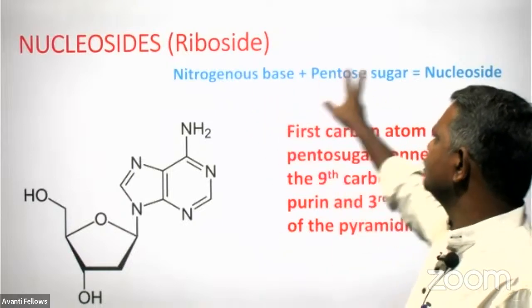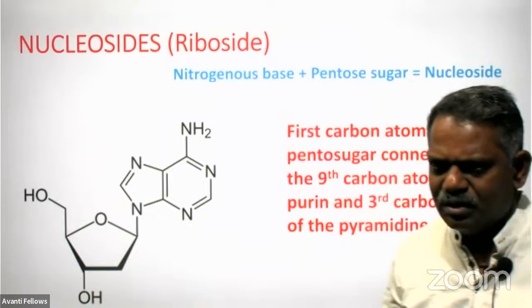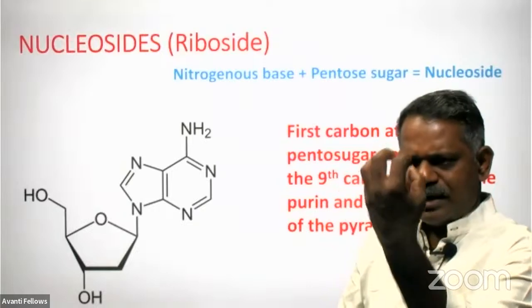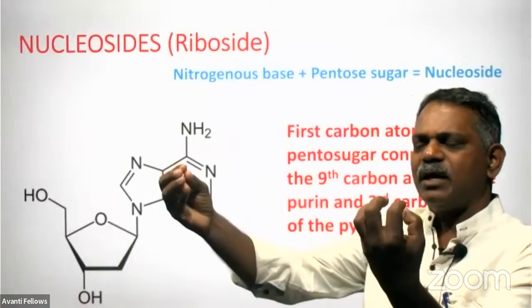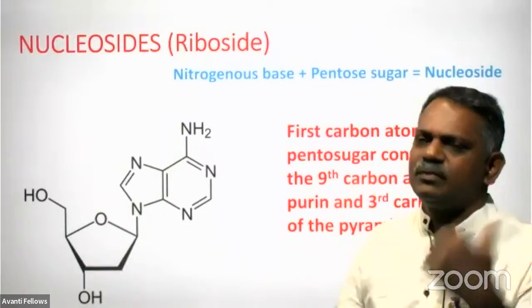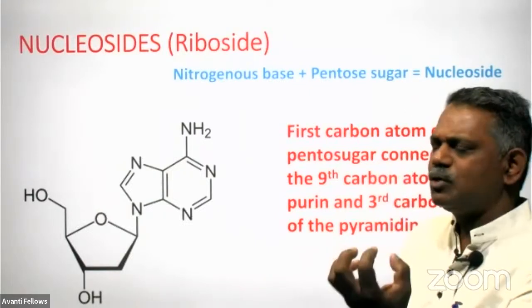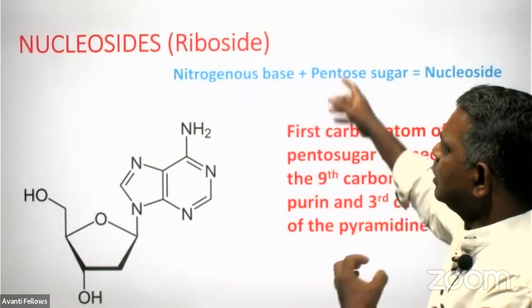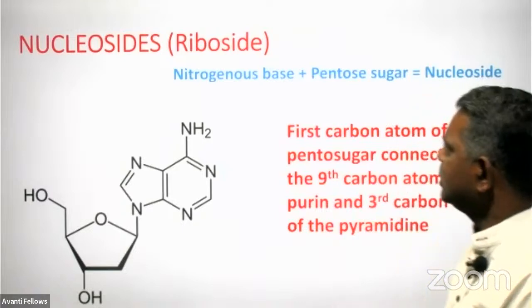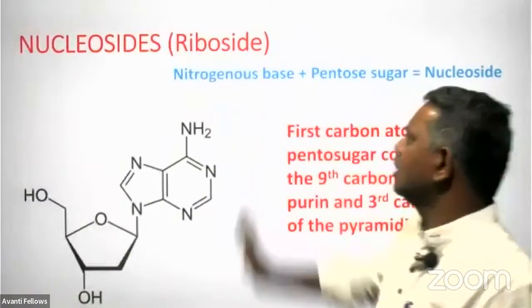One is the nitrogenous base and another one is the pentose sugar. The thing is very simple: the pentose sugar is located exactly at the center. One side it is connected to the nitrogenous base, another side it is connected to the phosphate group. Whenever the pentose sugar is connected to the nitrogenous base, we get a nucleoside, or we call it as what?